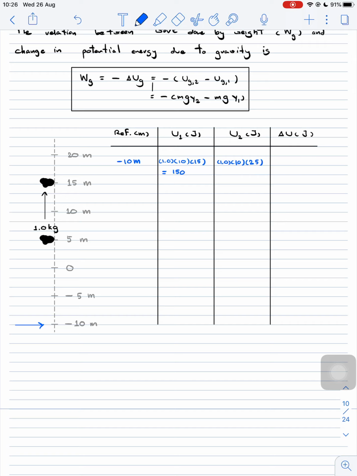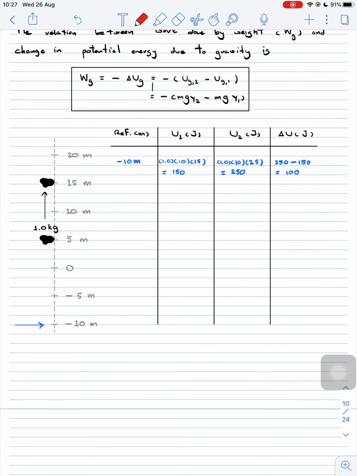Then we can get U2 equal to 250 joules. So now to find delta U, the change in the potential energy is going to be equal to the final potential energy minus the initial potential energy, right? So we have 250 minus 150, which is equal to 100 joules. Okay, so this can be the change in the potential energy of our rock here.